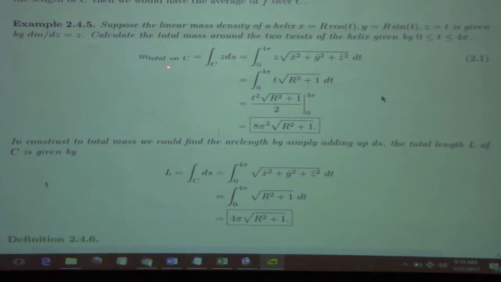So the total mass starts with hydrogen. So goes to osmium. This is not chemistry. I can make it chemistry. I can make anything chemistry.